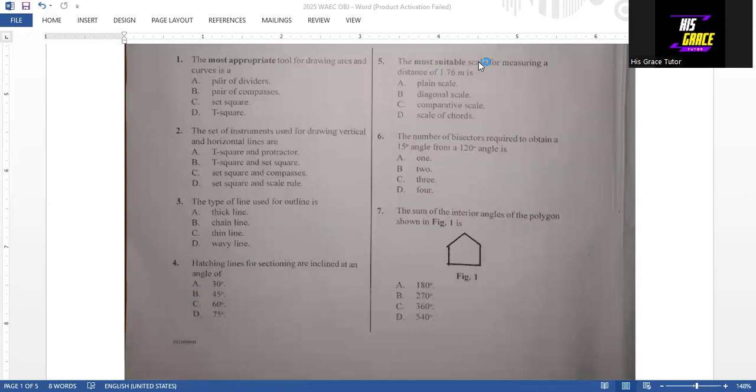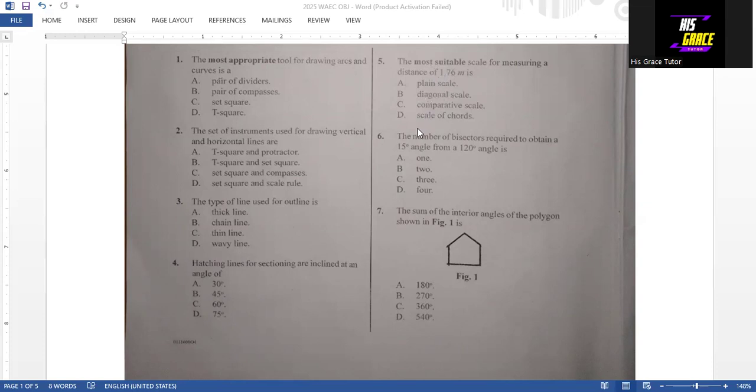Question 5, the most suitable scale for measuring a distance of 1.76 meters is a diagonal scale. So a plane scale is for a measurement of 1 point something, 1.7 or 1.2, depending on the calibration of the scale. When it comes to a measurement like this, in which it is written to 2 decimal places, we have it to be a diagonal scale. If it's for 1 decimal place, we have it to be a plane scale. So take note of that.